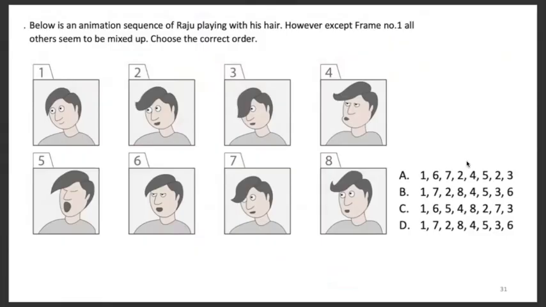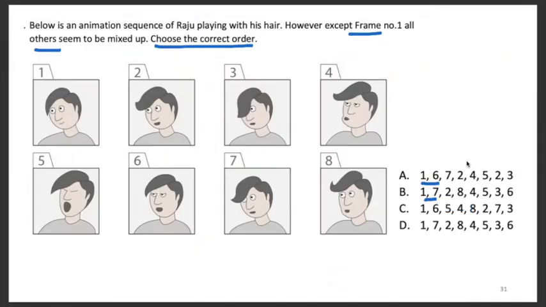Below is an animation sequence of Raju playing with his hair. However, except frame 1, all other frames seem to be mixed up. You have to choose the correct order. In this case, because options are given, it's easier. Either it's 1 followed by 6, or 1 followed by 7. Either 1 is followed by 6 or 7.